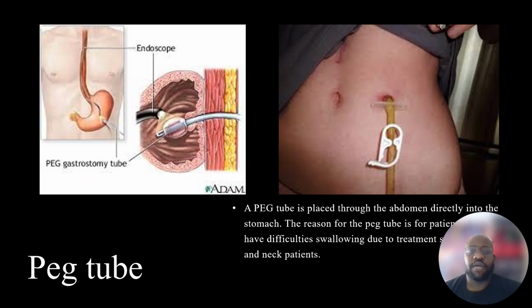Earlier we talked about nutrition. So another way that we can get a patient nutrition if they're having issues with swallowing is a PEG tube. A PEG tube is inserted through the abdomen directly into the stomach. It's important that we know if a person has a PEG tube to make sure that it isn't kinked and we don't bother it in any way.